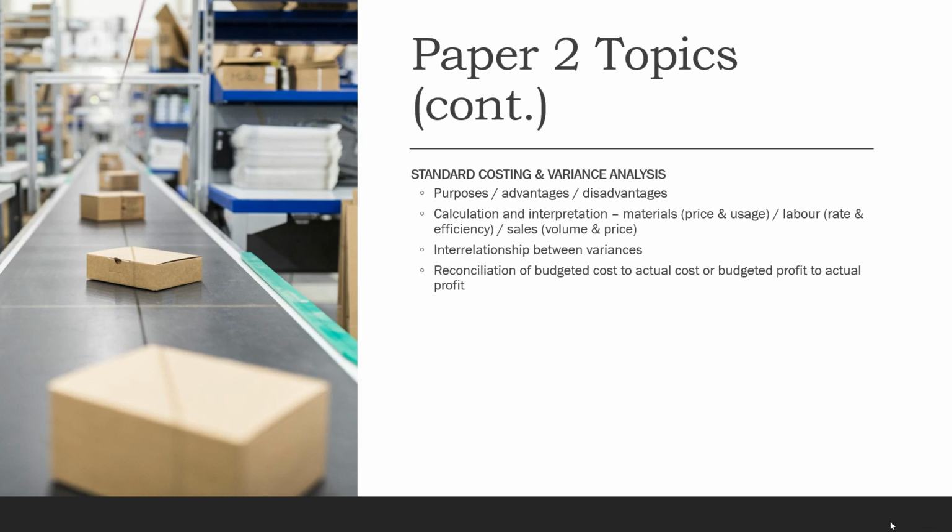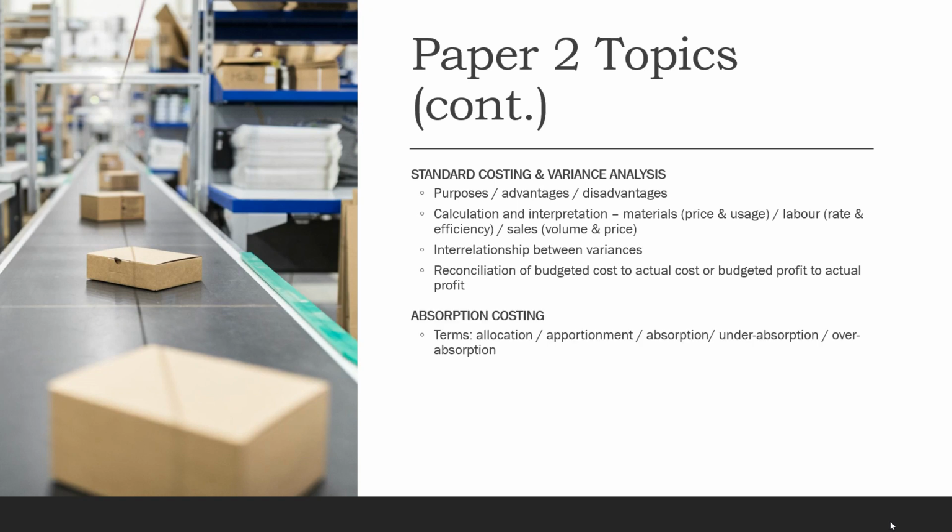You need to know how to reconcile budgeted cost to actual cost. So remember that adverse variances will increase cost, whereas favourable variances will reduce cost. When we come to reconciling the profit, an adverse variance will reduce profit, whereas a favourable variance will increase profit. So make sure you can do that.